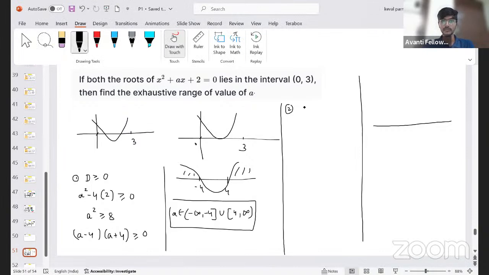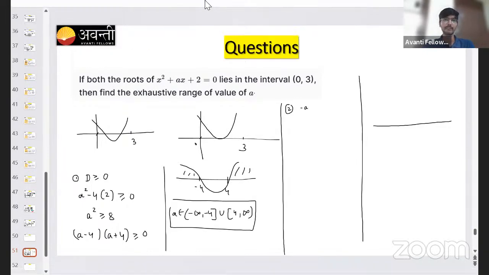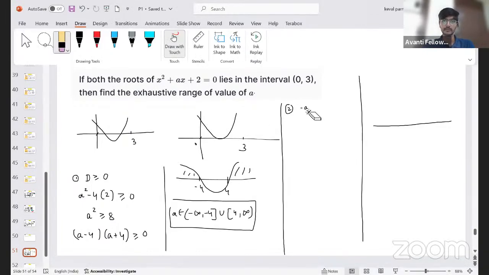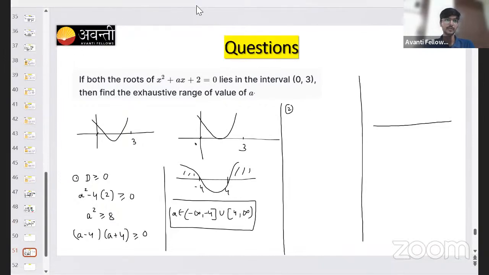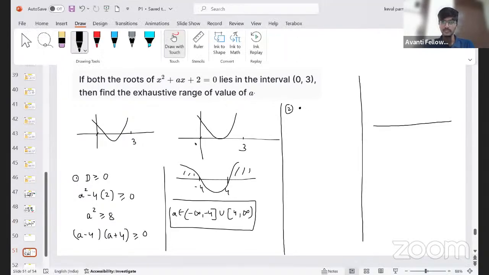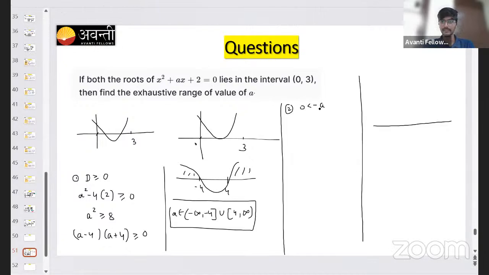हाँ, माइनस बी बाई टू ए, माइनस ए बाई टू 0 और 3 के बीच में होना चाहिए। So 0 less than minus a by 2 less than 3. हाँ. So 0 is less than minus a less than 6. So minus 6 less than a less than 0. And the third one is f of 0 should be greater than 0. So the mila 2 greater than 0.